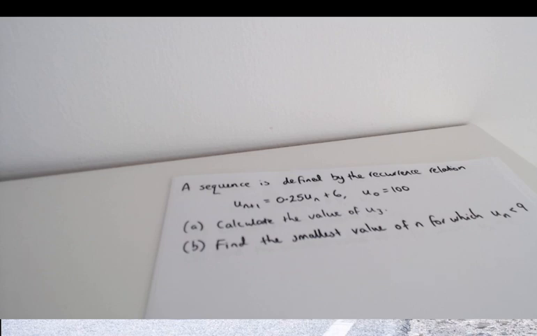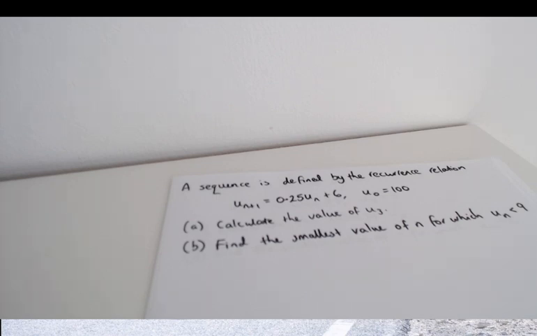Today we're back on Recurrence Relations, second lesson. We're going to try and use the recurrence relation to find the next couple of terms, or if we're given a term like U3, go backwards and try and figure out U2 or U1.